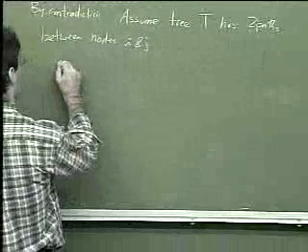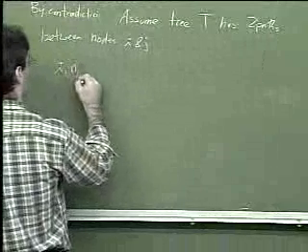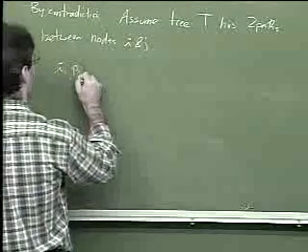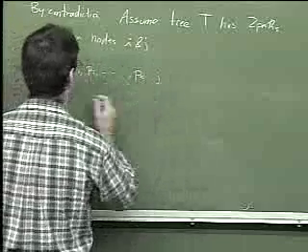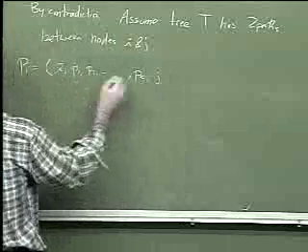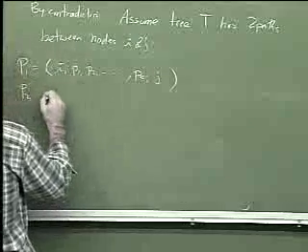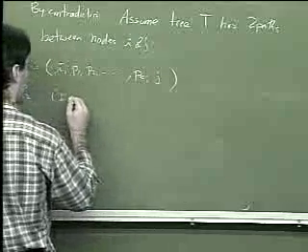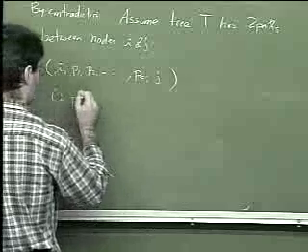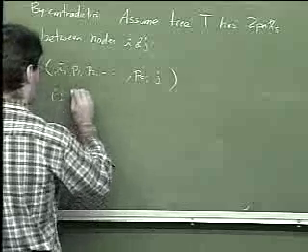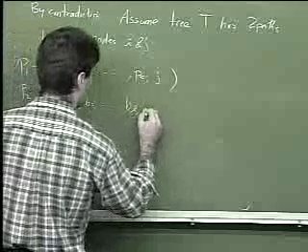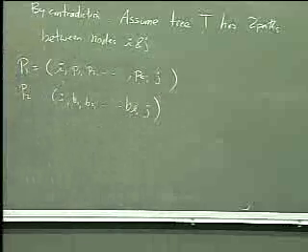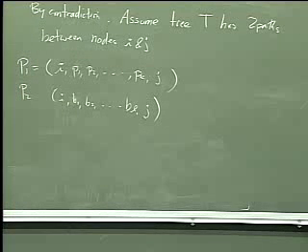Okay, so let the first path be I, P1, P2, ..., PK, J, and let's have the second path be I, B1, B2, ..., B sub L, J.